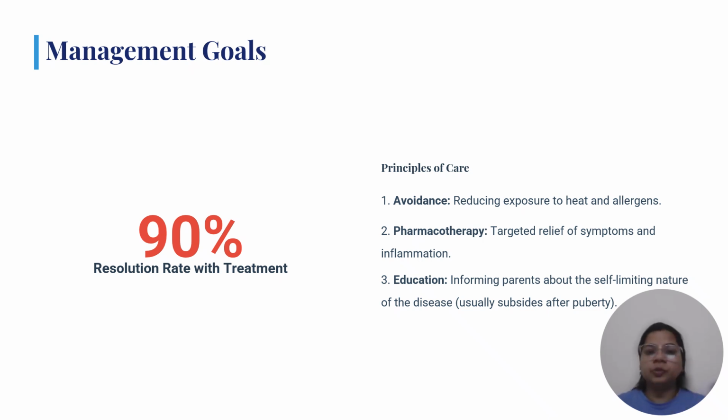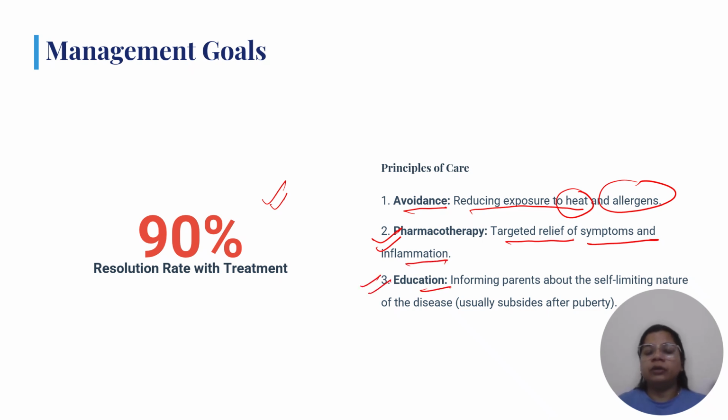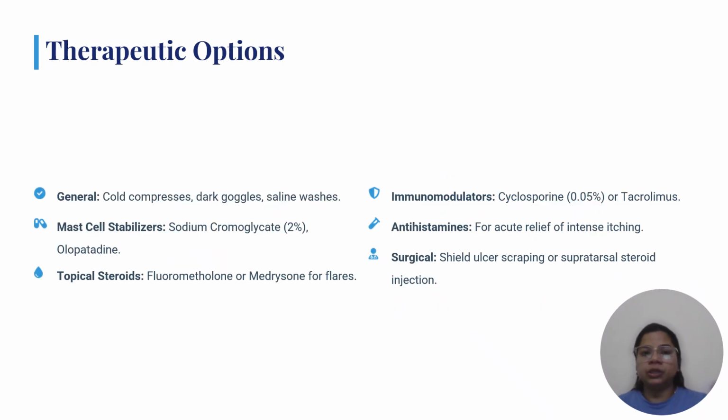Next, what are the management goals? About 90% resolve with treatment. First is avoidance, that is reducing exposure to heat and allergens. The second is pharmacotherapy, that is targeted relief of symptoms and inflammation. And third is education, informing parents about the self-limiting nature of the disease, and that it usually subsides after puberty.